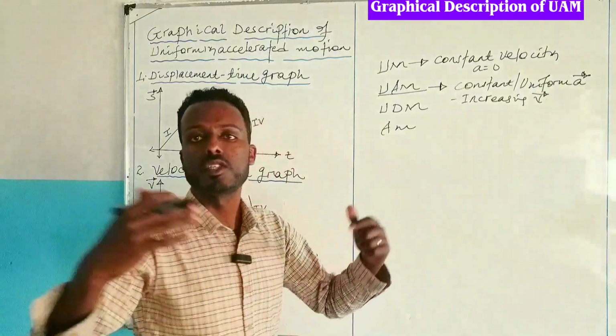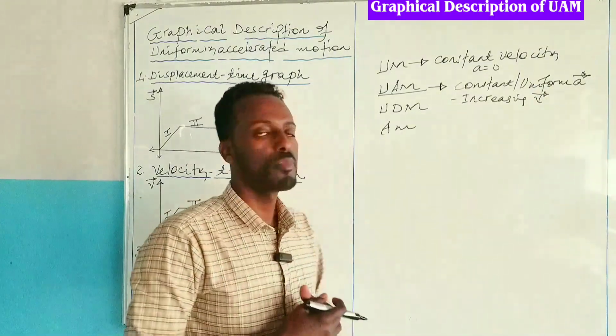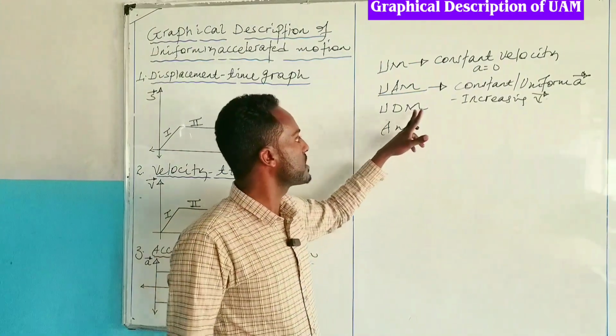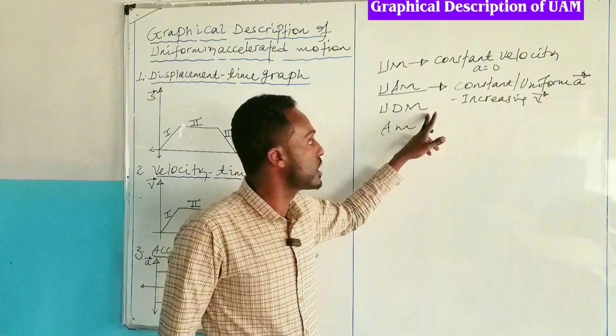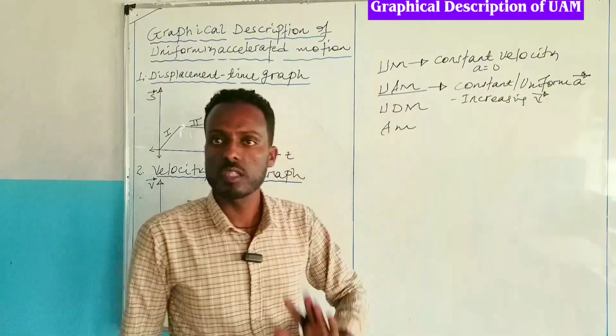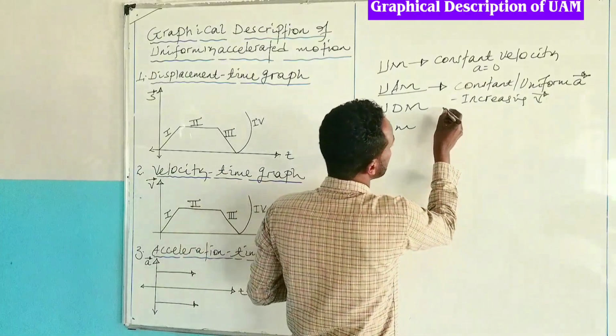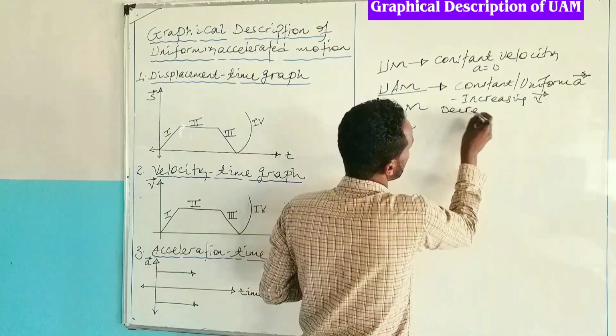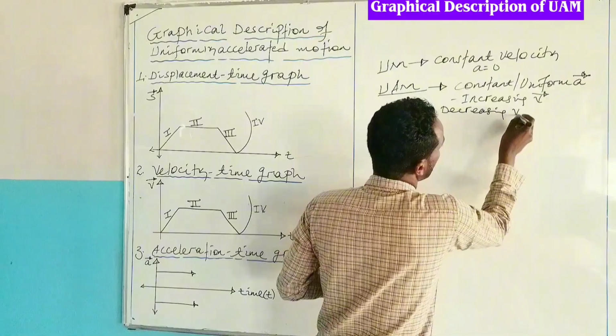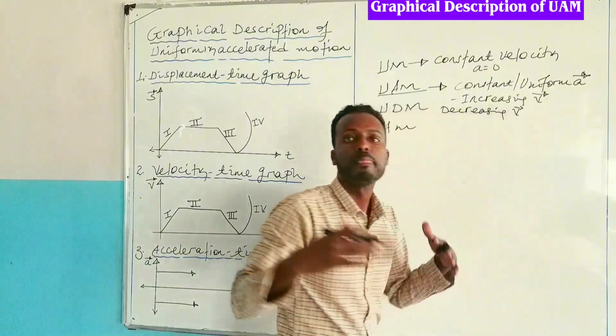So if there is change in velocity, the object must be accelerated. In the case of uniformly decelerated motion, the same is true here. The object is moving at constant or uniform acceleration. The only difference here is that there is decreasing velocity with respect to time linearly.